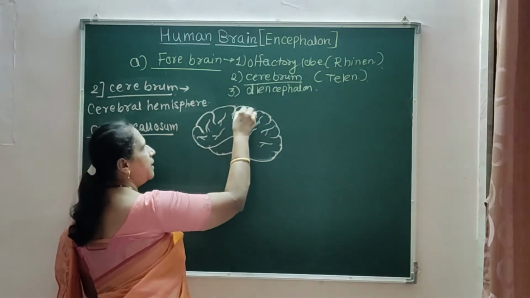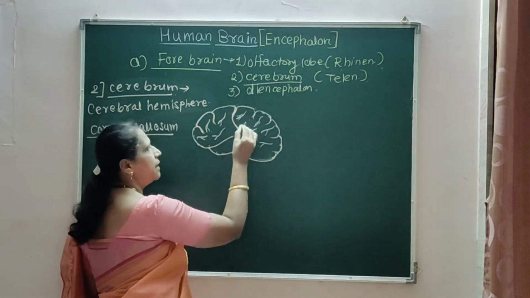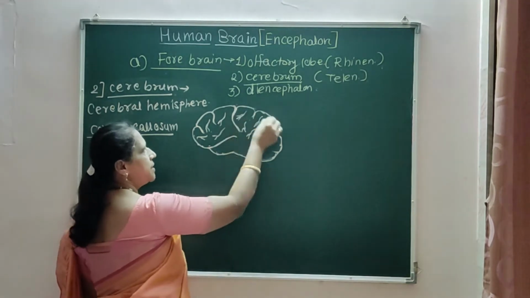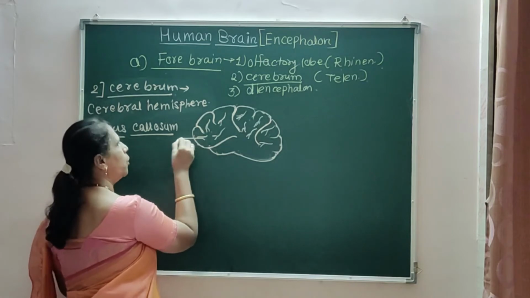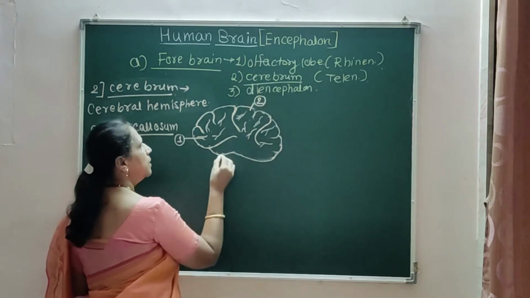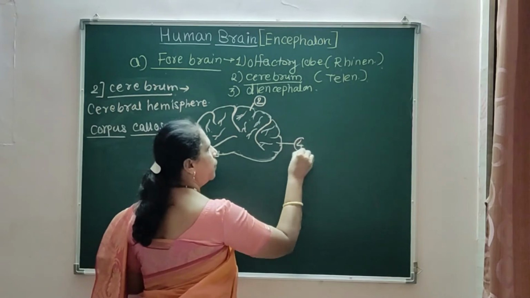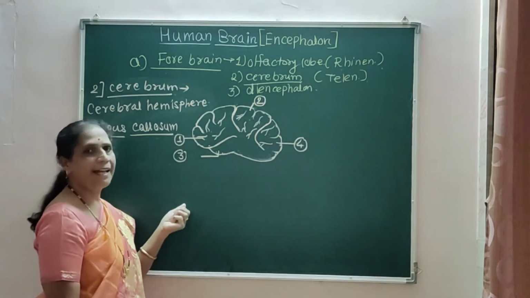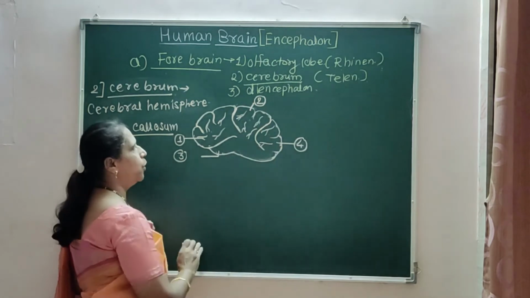Then these gyri and sulci divide the brain into 4 lobes. This is the central sulcus, this is the lateral sulcus, and this is the parieto-occipital sulcus. Due to these 3 different sulci, the brain divides into 4 lobes. First is the frontal lobe, second is the parietal lobe, third is the temporal lobe, and fourth is the occipital lobe. We already studied these different lobes of the cerebrum in the last lecture. So these 3 sulci divide the brain into 4 lobes.